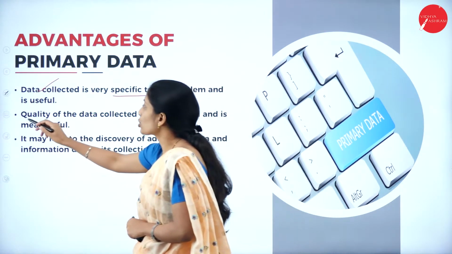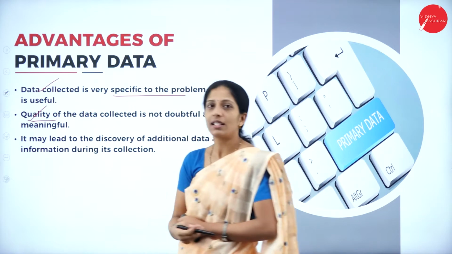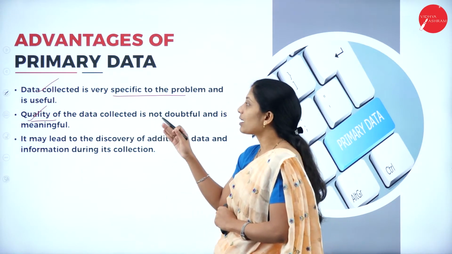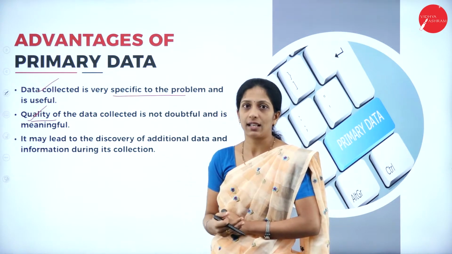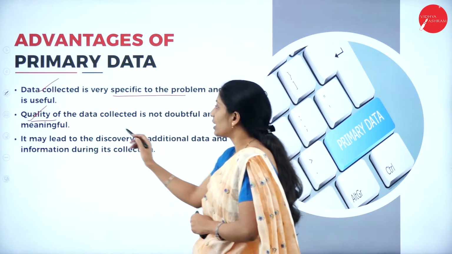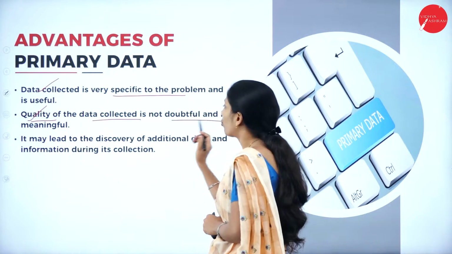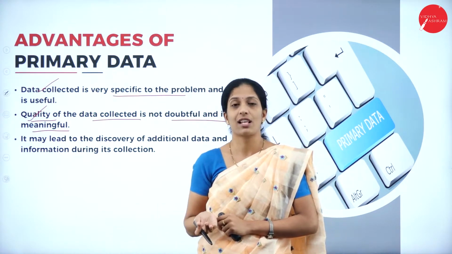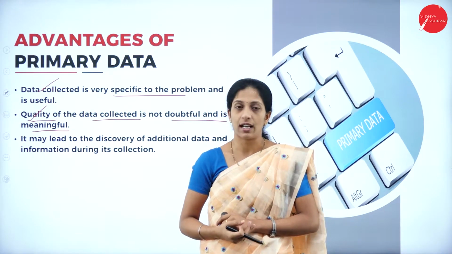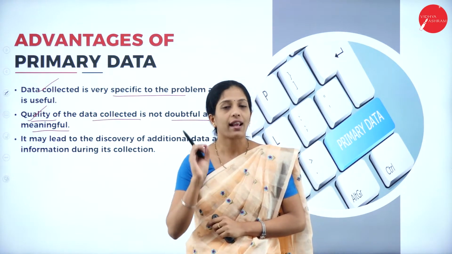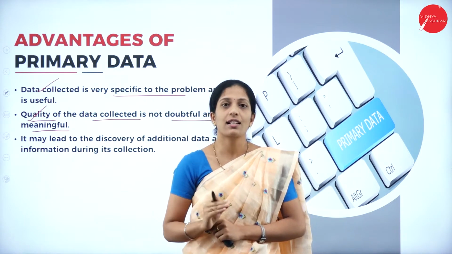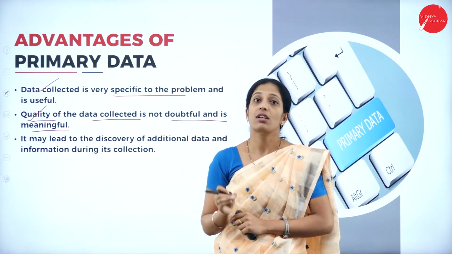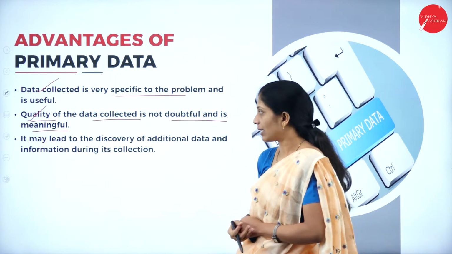And the second one is quality. If you compare primary as well as secondary, primary data's quality is more than secondary data. The quality of the data collected is not doubtful and it is meaningful. In the sense, there is more accuracy in the collection of data, because the researcher will get the exact data he wants. The quality as well as accuracy will be more under primary data.